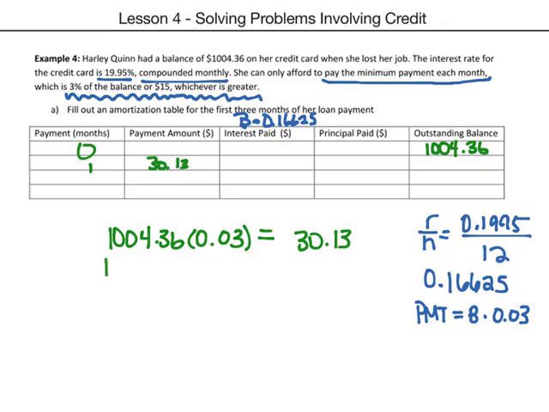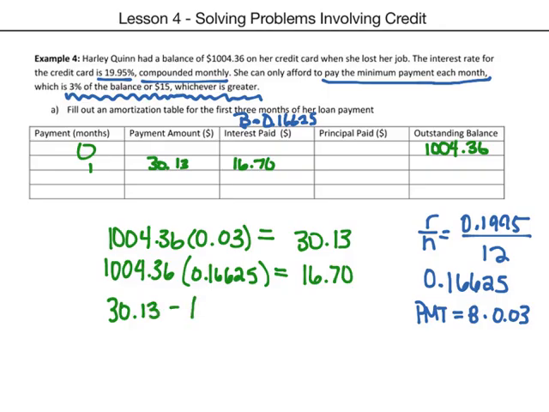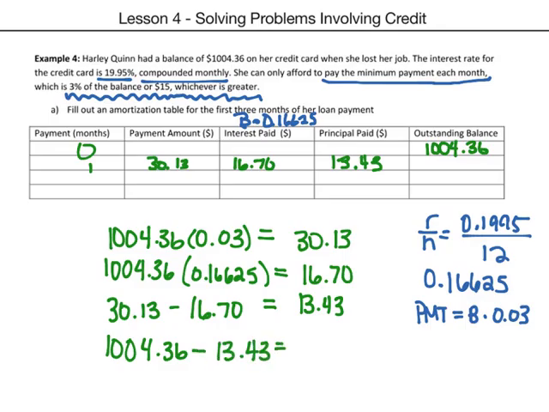Her interest paid, we're going to take 1,004.36 and times it by 0.16625. And you should get 16.7. So that means that she pays $16.70 in interest. Then we'll take 30.13 and subtract 16.70, and you'd get 13.43. So that would be how much she's paying on her principal. And the last, to figure out her outstanding balance, we would take $1,004.36 and subtract the 13.43. And we'd be left with $990.93.